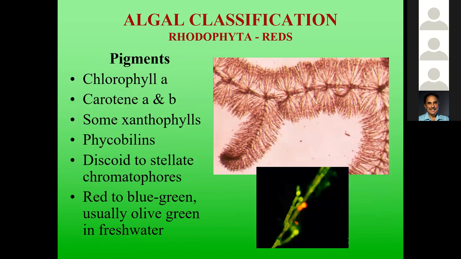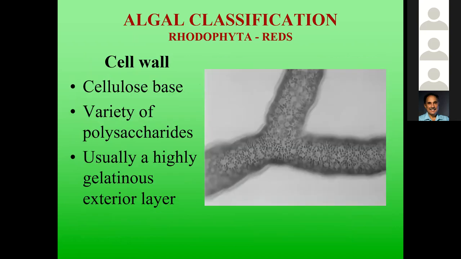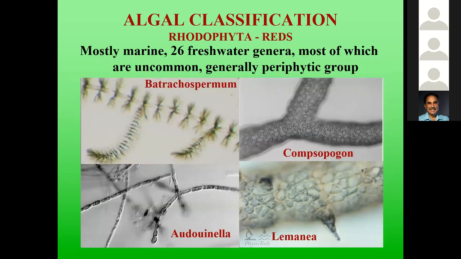And then there are some red algae, which are really cool in freshwater, but they're not dominant forms at all. They're not a big deal in most cases. Batrachospermum is reasonably common, Audouinella somewhat. Lemanea grows on rocks in streams. Compsopogon sometimes shows up in reservoirs and such.